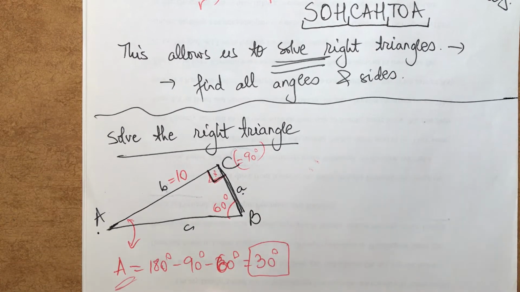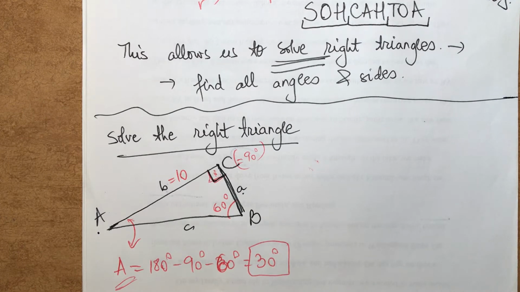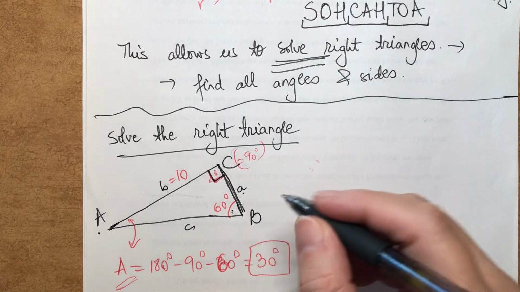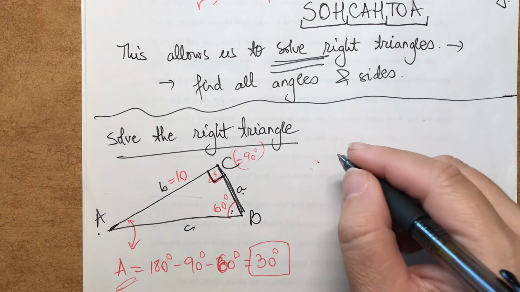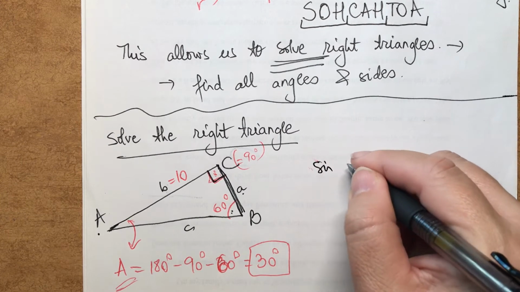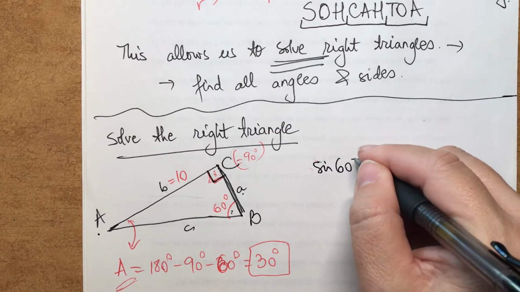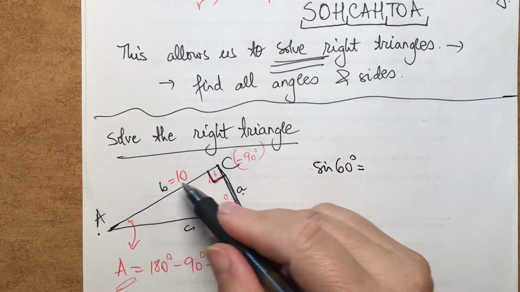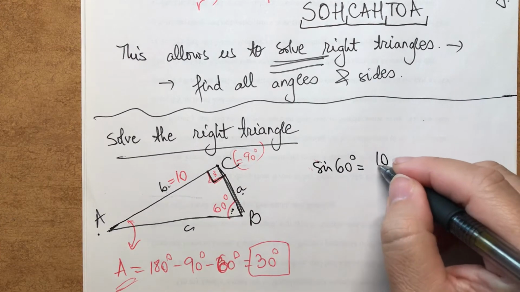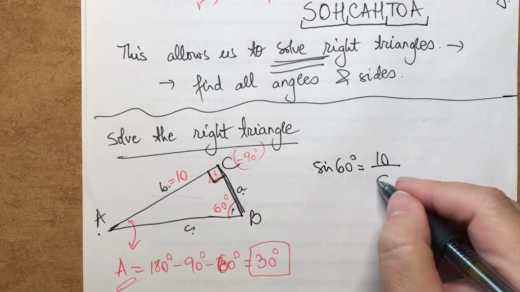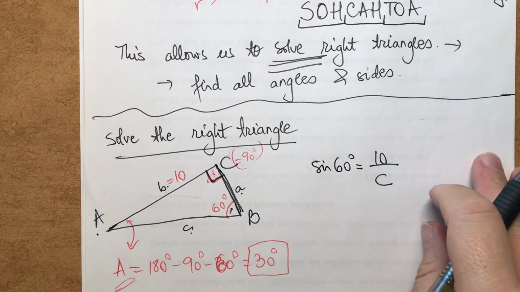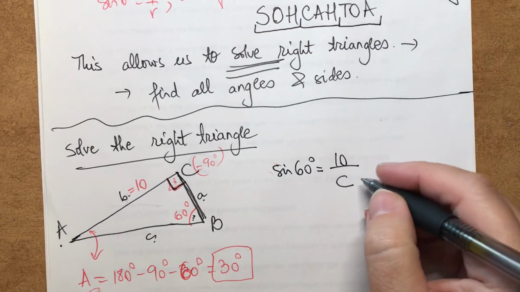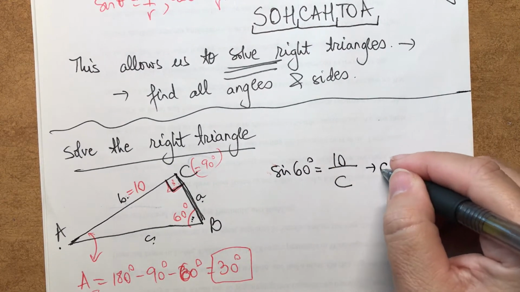Okay, how do I find the rest of it? Well, let's say I'm going to use this angle of 60 degrees, and I know that sine of this angle of 60 degrees, which is our angle B, is the opposite, which is 10, divided by the hypotenuse, which we don't know yet, and it's c. So out of this equation right here, I can cross multiply.